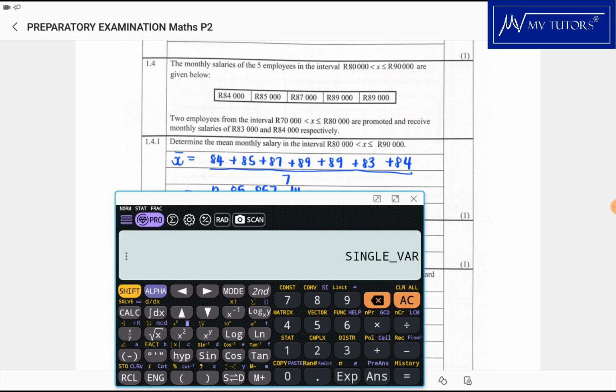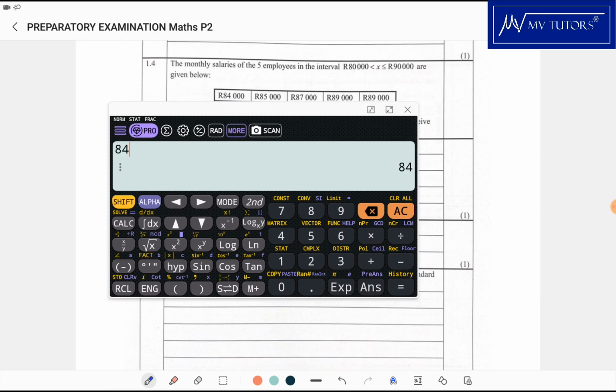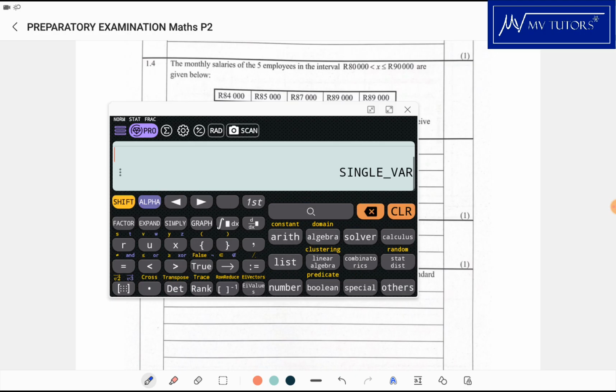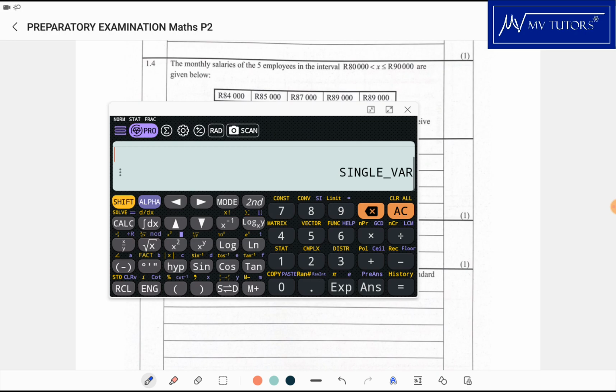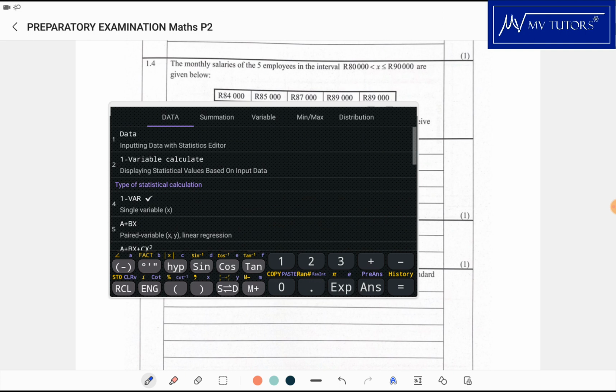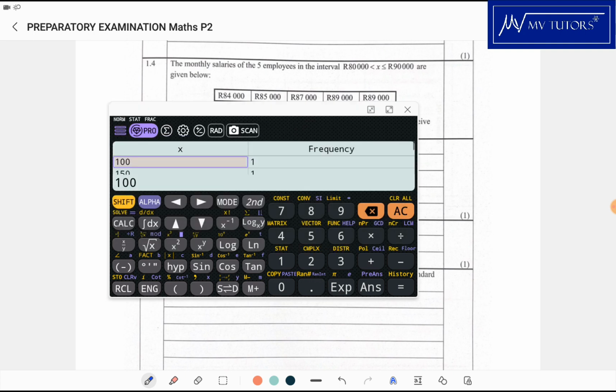Let me see what's happening with this calculator. So I have 84. No, this is not working out. Let's go again. Sorry guys, I should have practiced this before I came through. Plus this noise is not really helping. Okay, so what do we have?